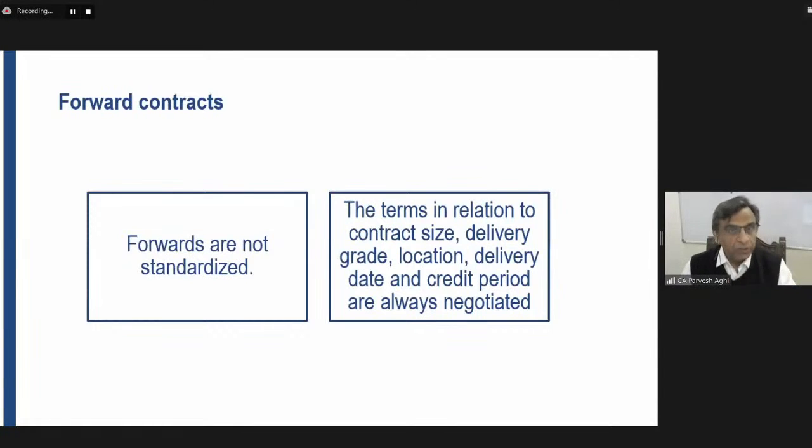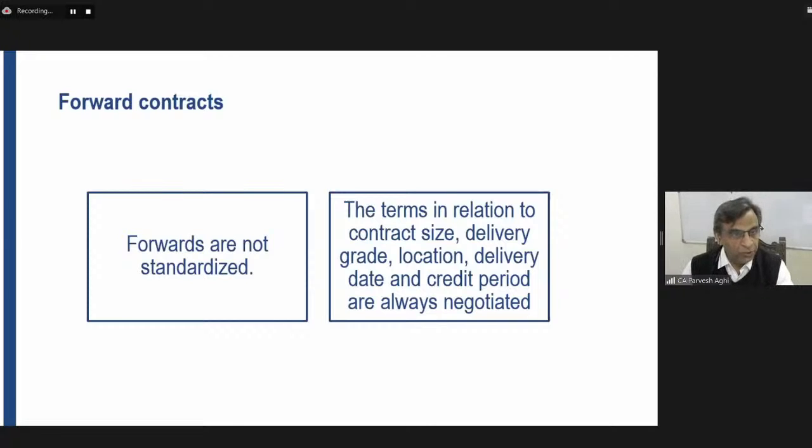Either you're going to receive dollars or you're going to buy dollars or pay dollars. So delivery date is flexible. It can't be on one day. There's no expiry date as in case of futures contracts. And credit period. So you can have 90 days, 60 days, 120 days.